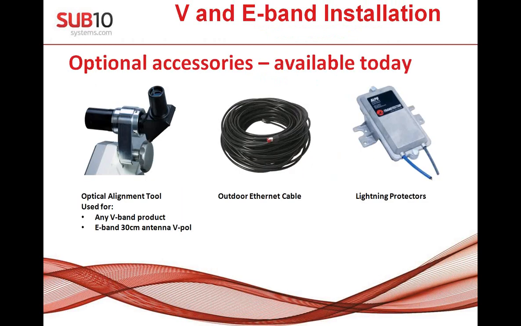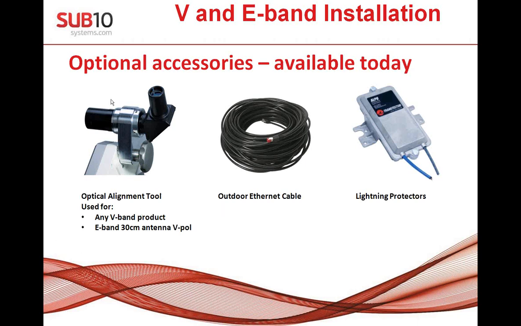What optional accessories are available from us as standard? You can order an optical scope, which is very useful for faster alignment. Later on there will be a picture, but you look through the scope and you will see the opposite side, and you can very easily find where the antenna lobe is, and then use a DC voltmeter to finalize the alignment.